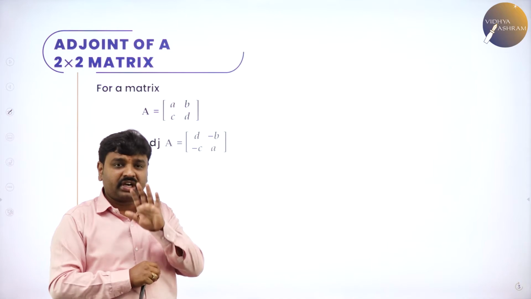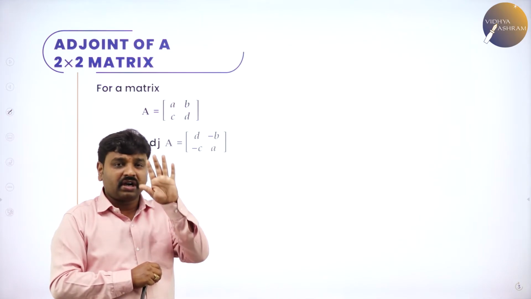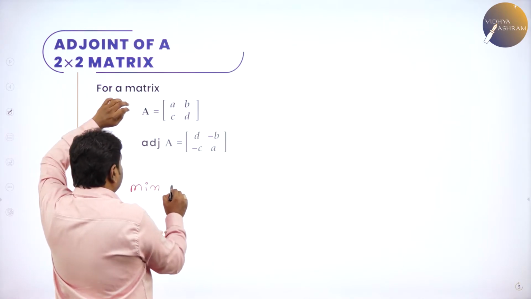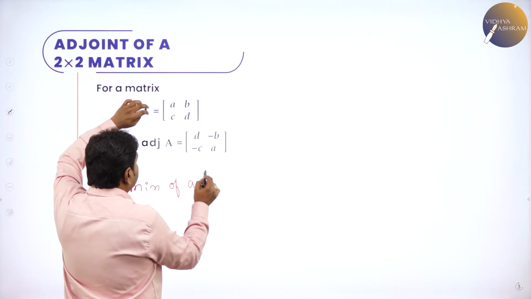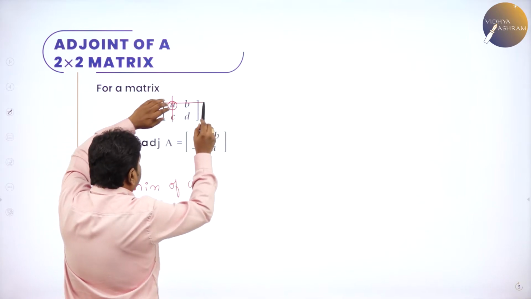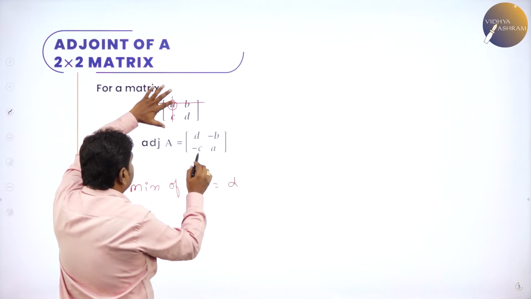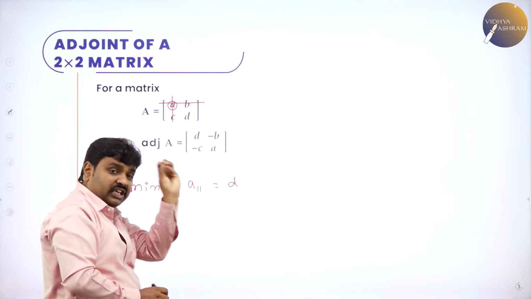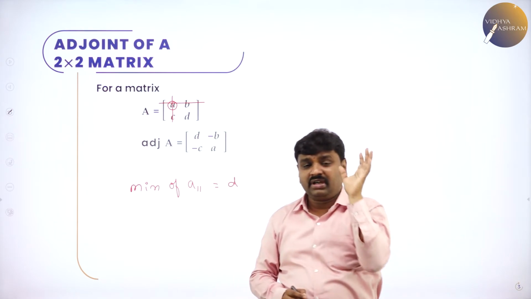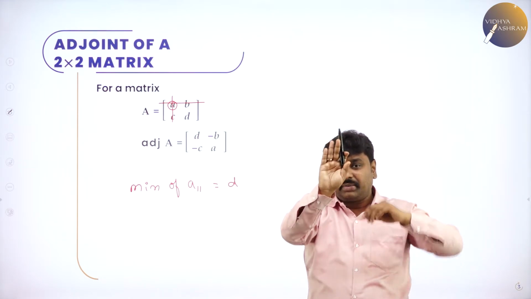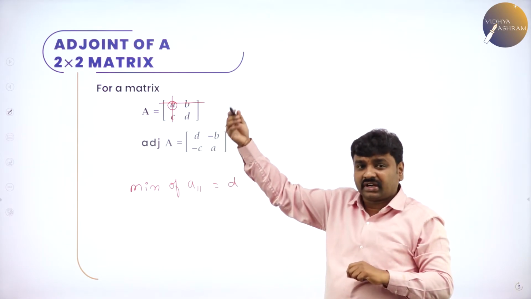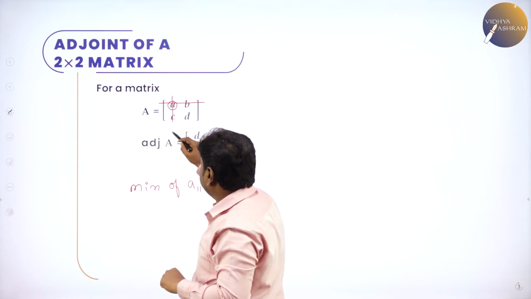Minor of an element is obtained by deleting the column and row where it is. So if I want the minor of A, that means minor of A11. A11 means first row, first element. So this is in the first column, leave it. This is in the first row, leave it. You will get the element D. This D is the minor of A11. Like that you can find the minor of each element. If you want the minor of any element, delete the row and the column where the element is. The remaining left out element is the minor. And in 3 cross 3 we will learn this. Now similarly minor of B, minor of C, minor of D.